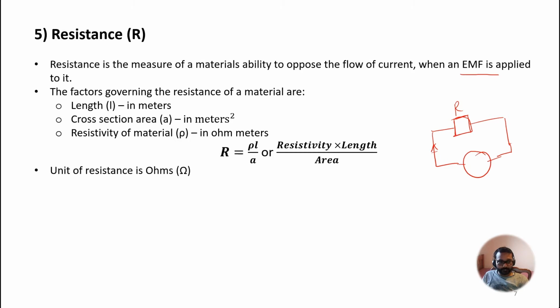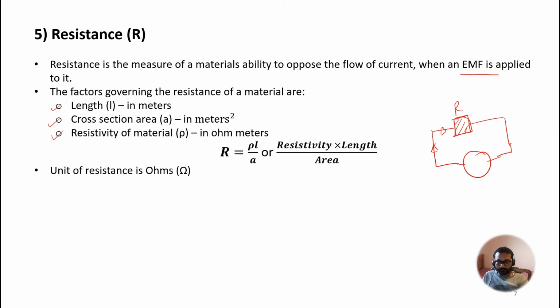When you know that the current is flowing, but this metal piece, or this electronic component which you have connected here, is opposing the flow of current, that's called your resistance. Now resistance depends upon the following three factors.